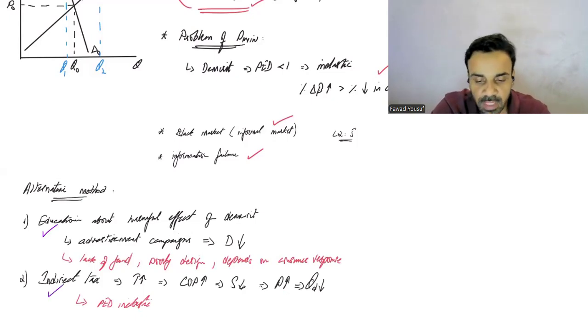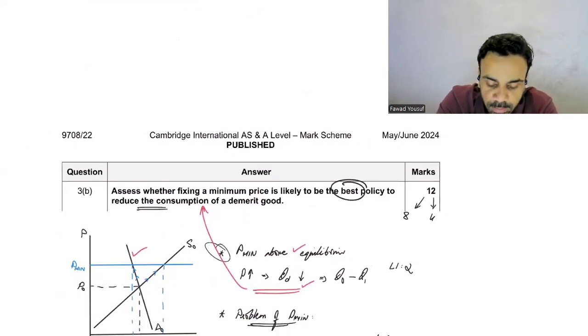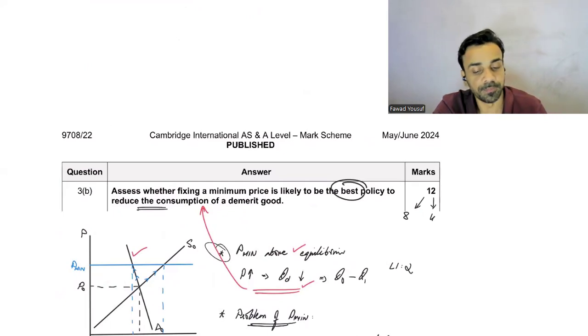So अब जहां तक बात होती है evaluation की, question is, let's go back to the question so that we know exactly what we're answering. Assess whether fixing a minimum price is likely to be the best policy to reduce the consumption of demerit goods.